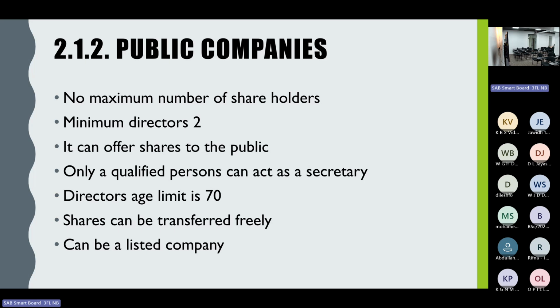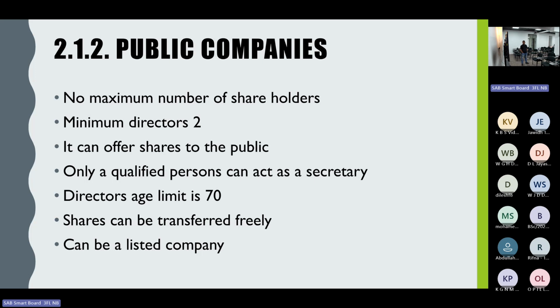So that is why they are closely regulated. For public companies, there is no maximum number of shareholders, and there are a minimum of 2 directors, and those directors have to retire at the retirement age. They can issue shares and debentures to the general public. In that case, they can raise millions, billions, maybe in hours.